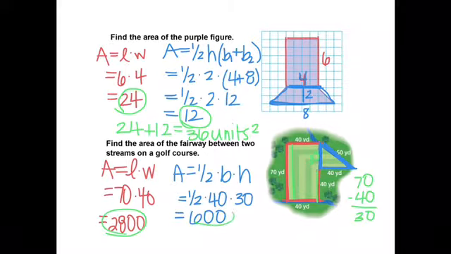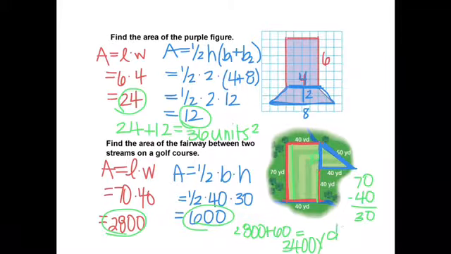Take my two areas and I'm going to put them together to get 3,400 yards squared.